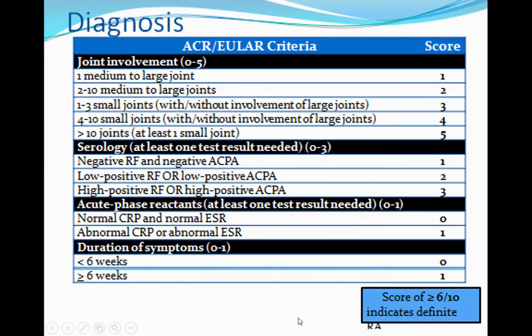Since that time, we also have an issue of people that might end up with a score of 3 or 4. So they come in and they have some positive lab work, and they have maybe early changes of their joints, and they might have pain in some of their joints. They are actually diagnosed with a term called early RA.